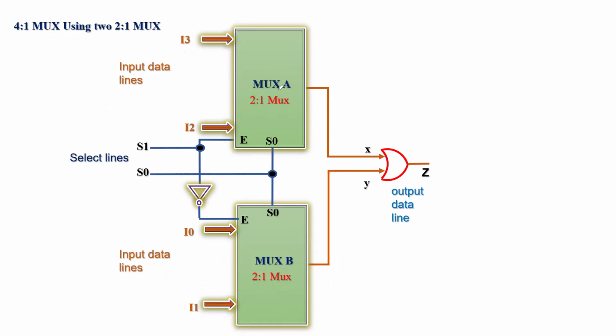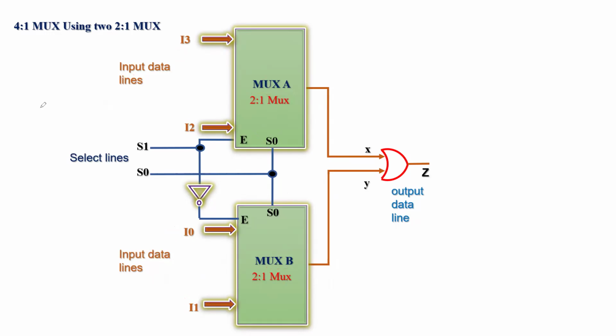Remember, you can also switch. You can call this MUX as MUX B or MUX A. I would say you can call this MUX A with the data lines I0 and I1, and you can have the data lines I2 and I3 here for the MUX B. So it depends on how you want to design it.